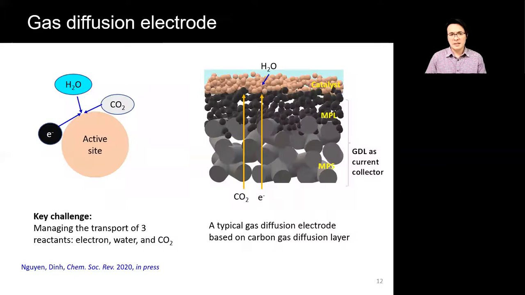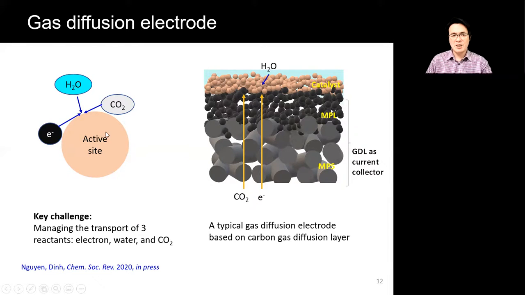Okay, so let's take a look at the gas diffusion electrode again. The key thing in designing the electrode for CO2 conversion is that we need to manage how we bring the electron, the water, and the CO2 to the same active site at the same time, because those are required reactants to produce different products. That is challenging because each of them needs a different way of transportation. So it's not straightforward to design a system that can satisfy all of these demands.